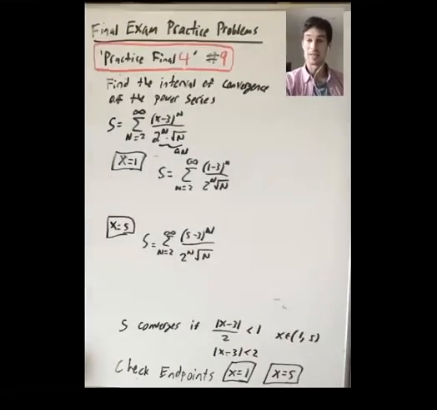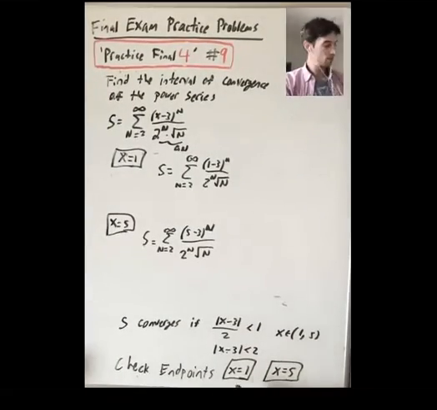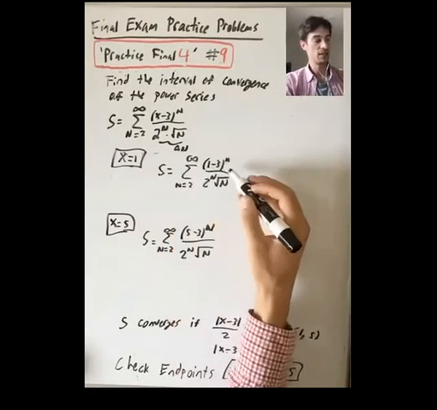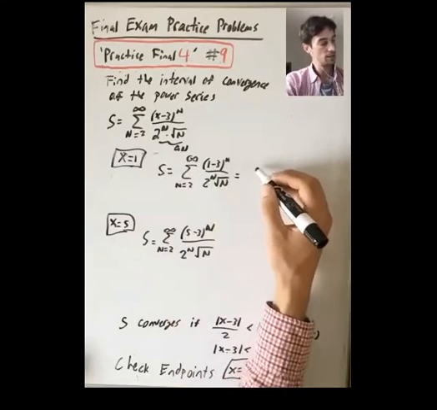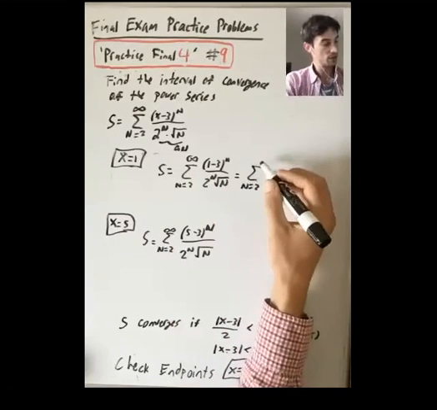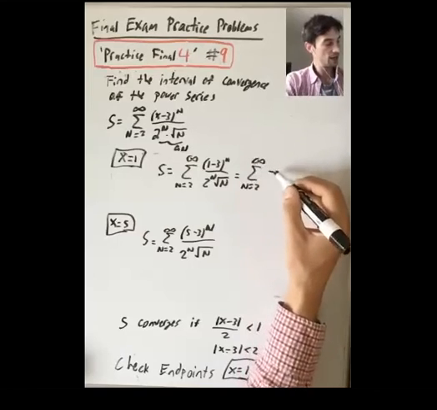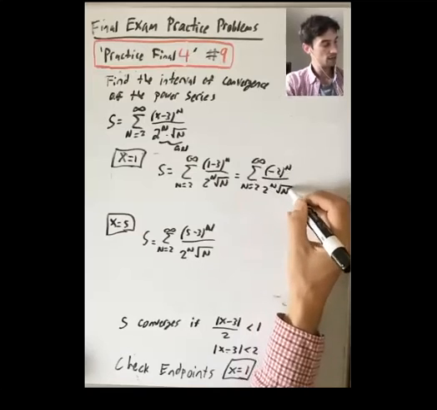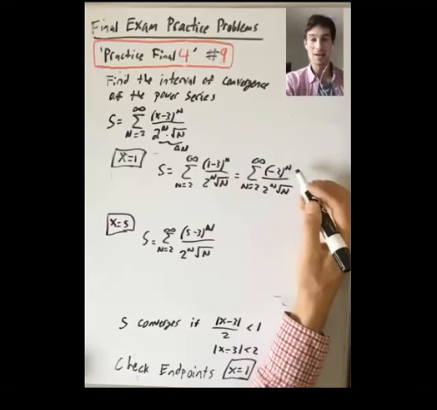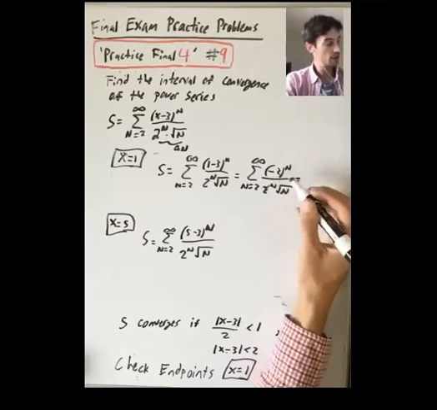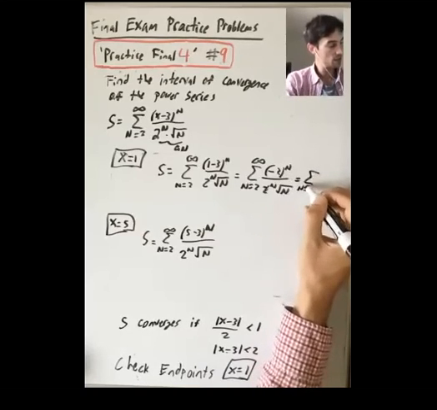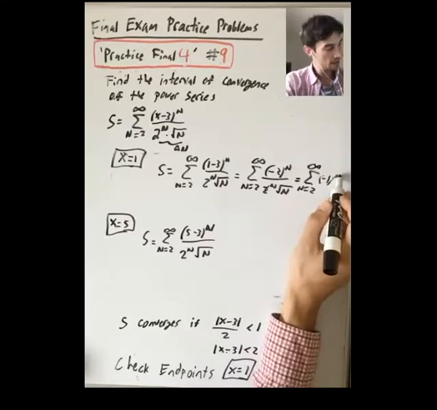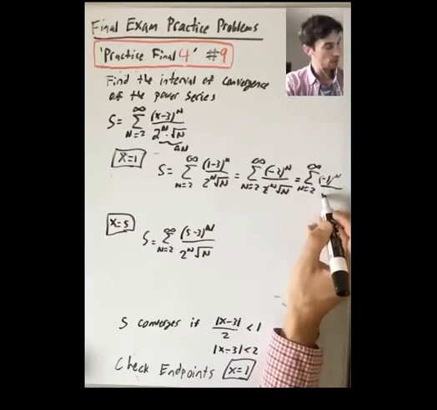Let's check the endpoints. So when x equals 1, S is equal to a sum from n equals 2 to infinity of (1 minus 3) to the n over 2 to the n square root of n, which is a sum from n equals 2 to infinity of (minus 2) to the n over 2 to the n square root of n. Minus 2 to the n is 2 to the n times minus 1 to the n. So the 2 to the n's cancel, and we get a sum from n equals 2 to infinity of (minus 1) to the n divided by square root of n.